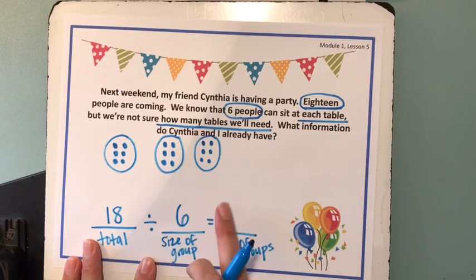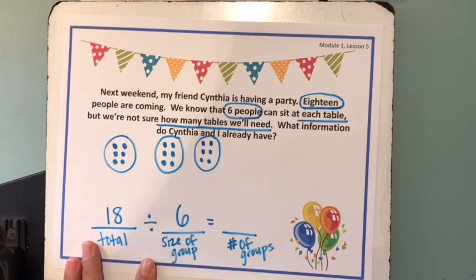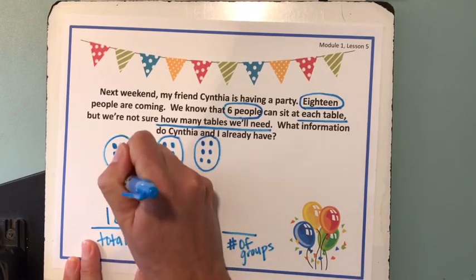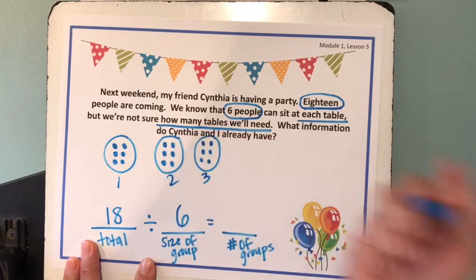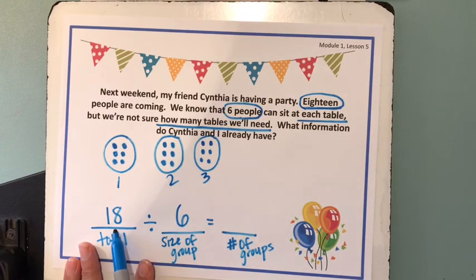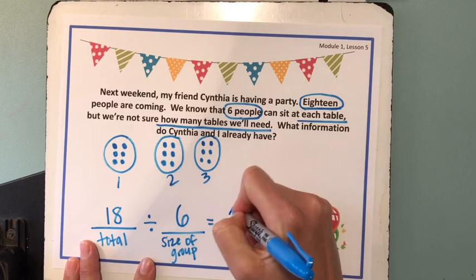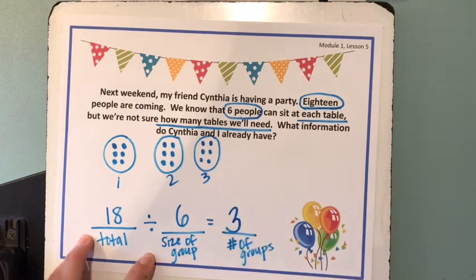There we go. Now I've got 18 dots here, right? Those are people. Now I can count how many tables I need. I need 1, 2, 3. I need 3 tables. So 18 divided by 6 equals, on my snap, 3. Good job.